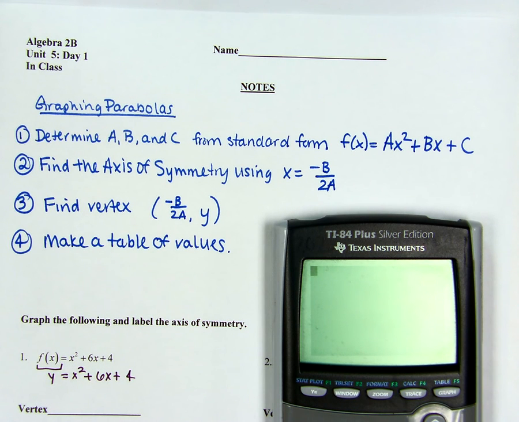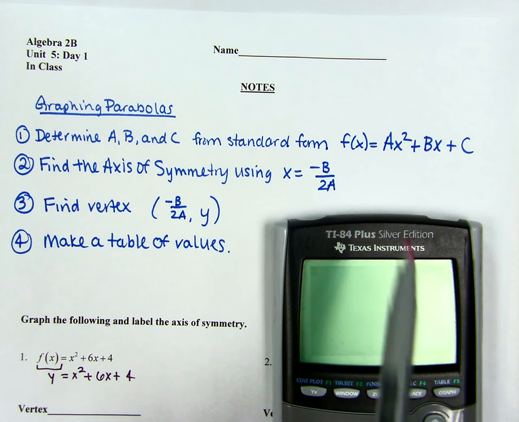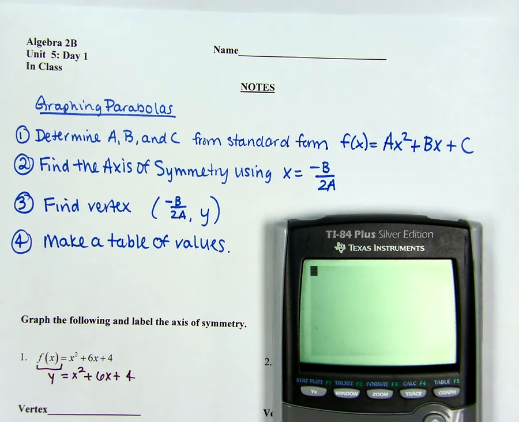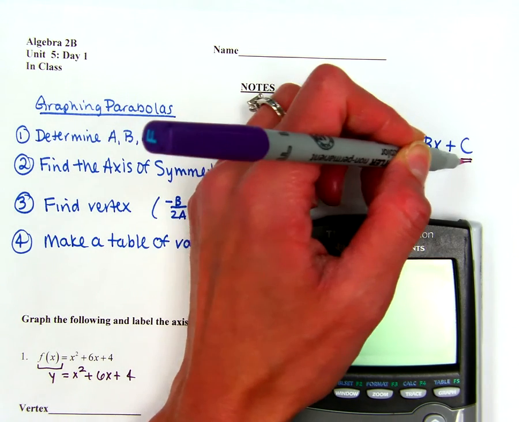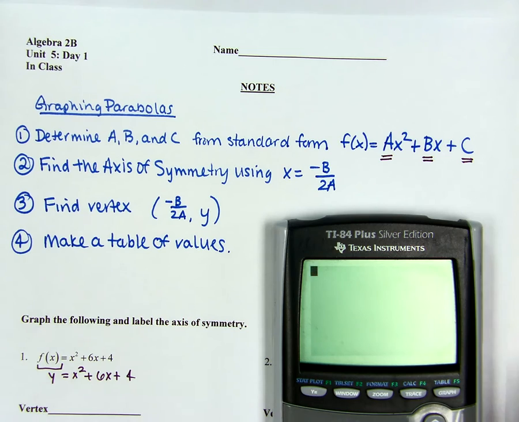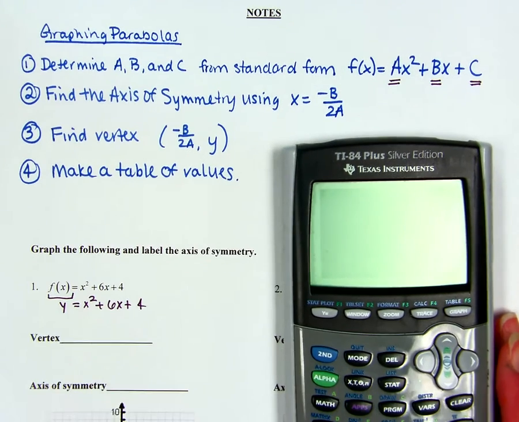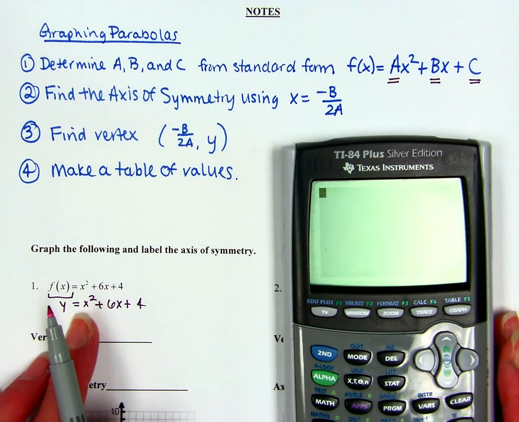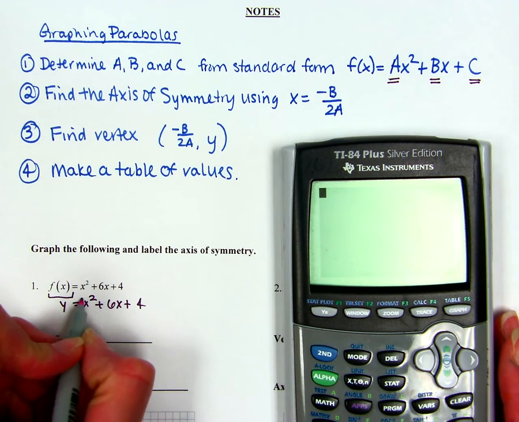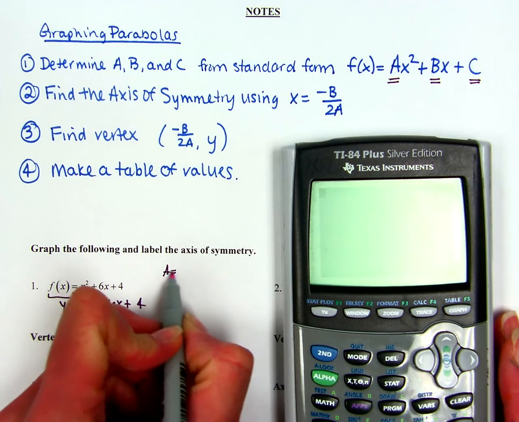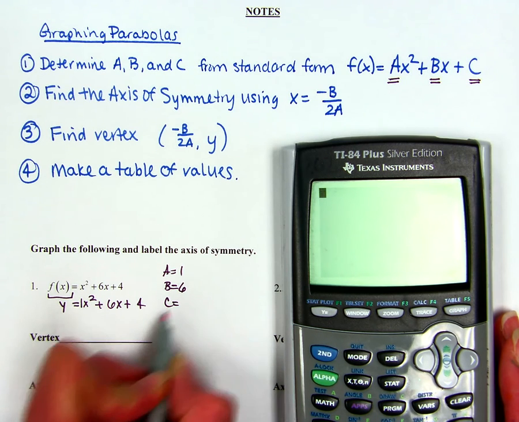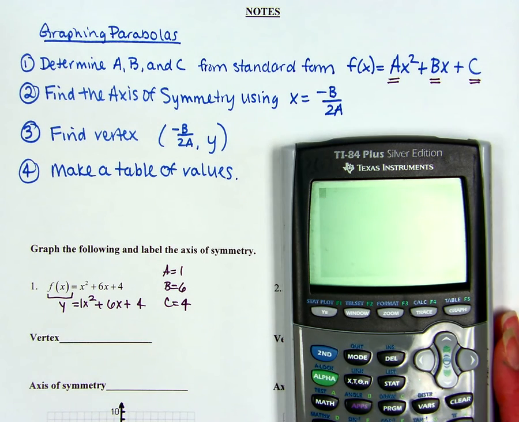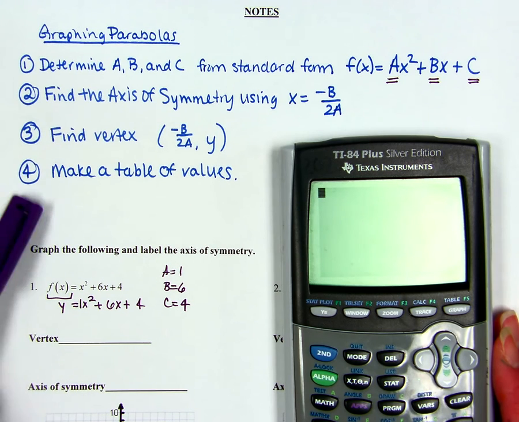So step number 1 says determine a, b, and c from the standard form of f of x equals ax squared plus bx plus c. So a is the number that's in front of the x squared, b is the number that's in front of the x, and c is the number that's just added at the end or subtracted at the end. So if you look at the first problem, this says x squared. If there's no number in front, we should remember that there's really a 1 here. So I'm going to say a is 1, b is how many x's I have, that's 6, and c is 4. So I'm going to use those values to do the rest of the problem.